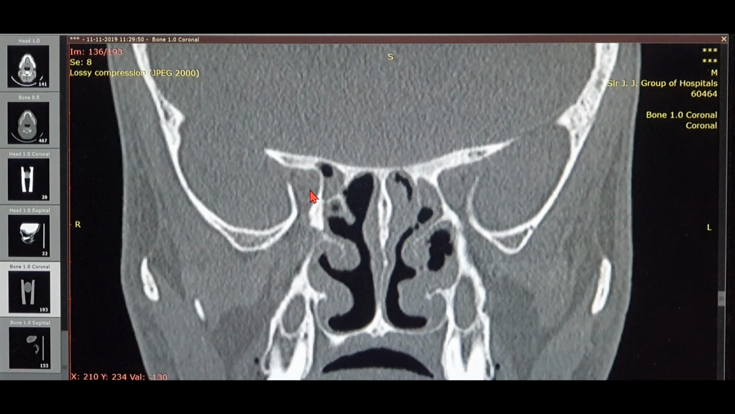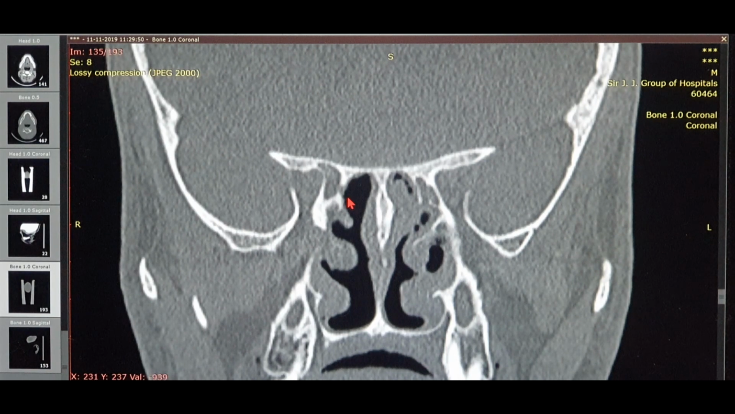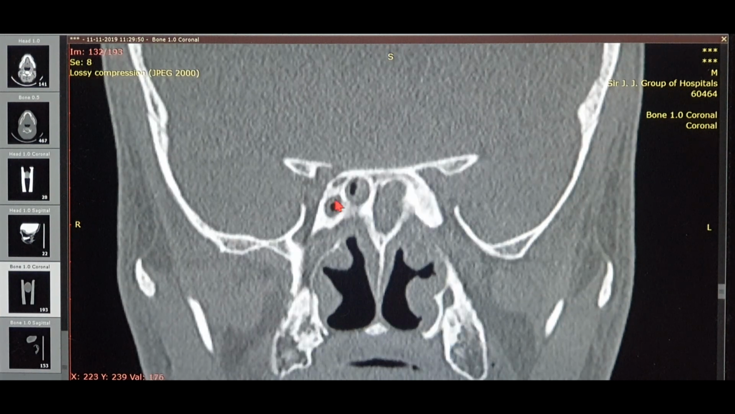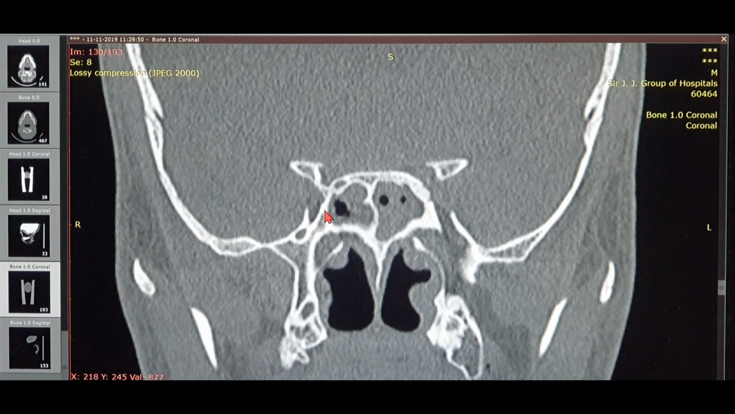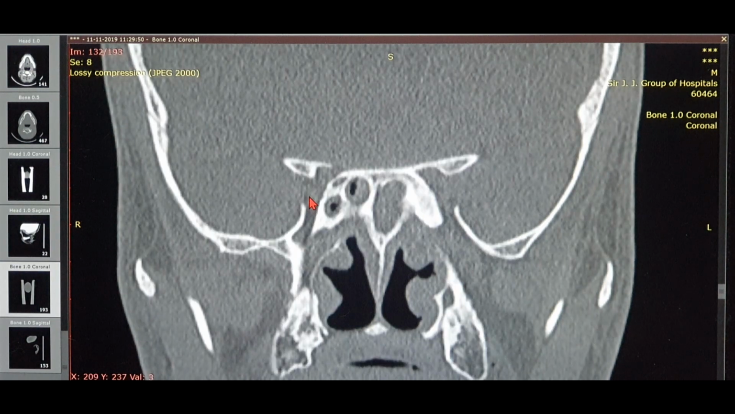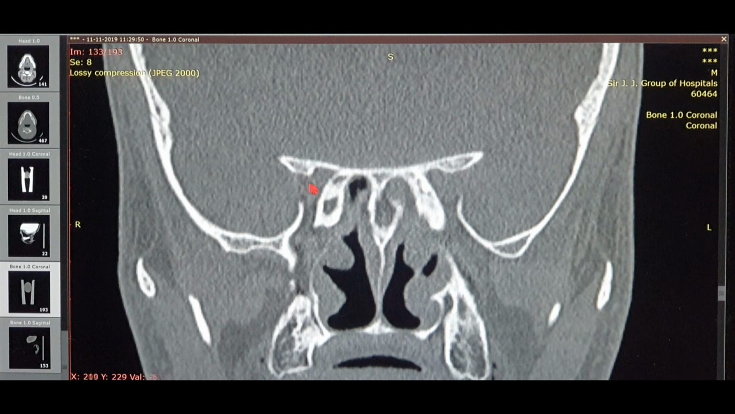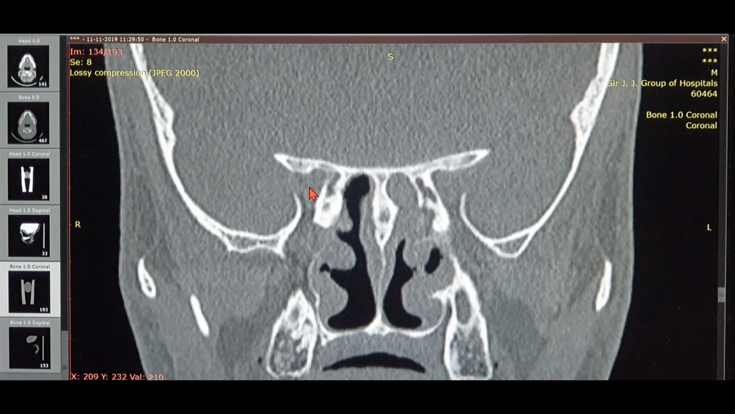Now, this is the orbital apex where it corresponds to the sphenoid sinus. When it corresponds to the sphenoid sinus, just at the most anterior aspect of the sphenoid lateral wall, you can see the orbital apex. Somewhere here is the orbital apex.